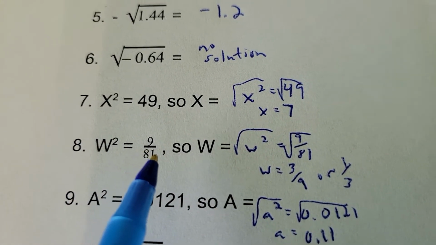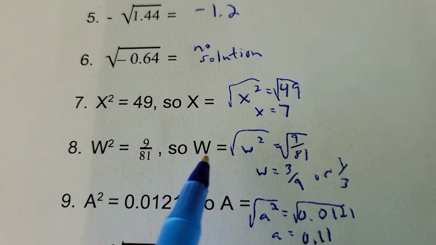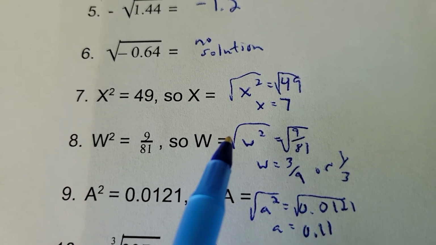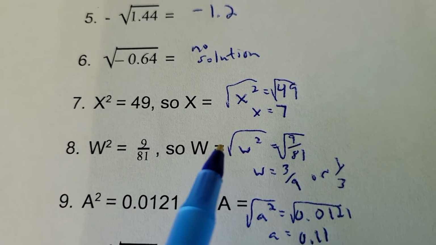If w squared equals 9 over 81, w equals what? Well, w squared equals 9 over 81, and I want to get w by itself.